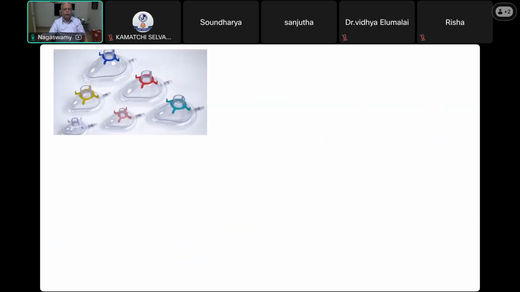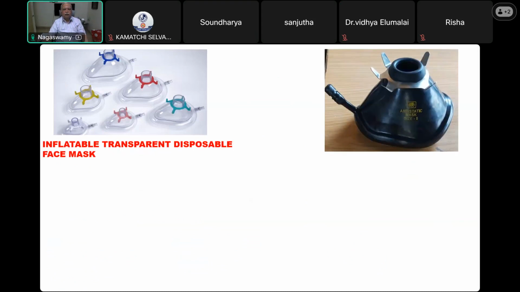Okay, what is this? Color coded different sizes of face mask. Inflatable, transparent, disposable face mask of various sizes. What is this? Anesthetic, antistatic, anatomical face mask, made of rubber. So this is the black rubber anatomical face mask.